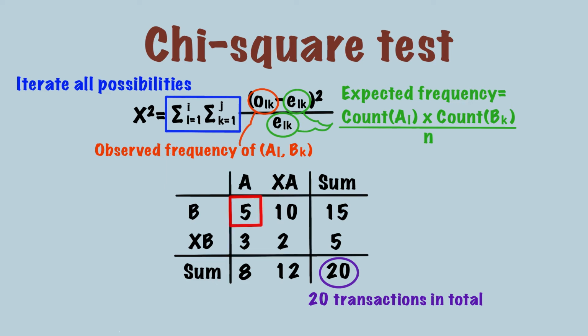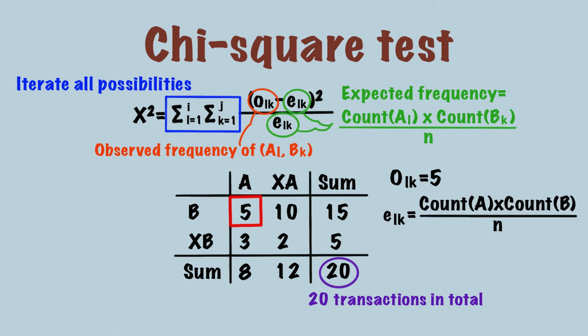As an example, I will first show you how to calculate the 5 on the top left corner. OLK is just 5 because we observe 5 transactions containing both A and B. ELK is the count of A times the count of B divided by N. We start with the simplest. N is the total number of transactions, so it's 20. Then, the count of A is 8. We count the number of transactions containing A, irrespective of other variables.